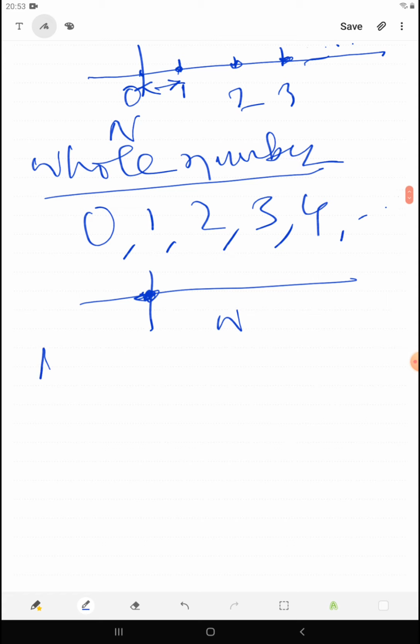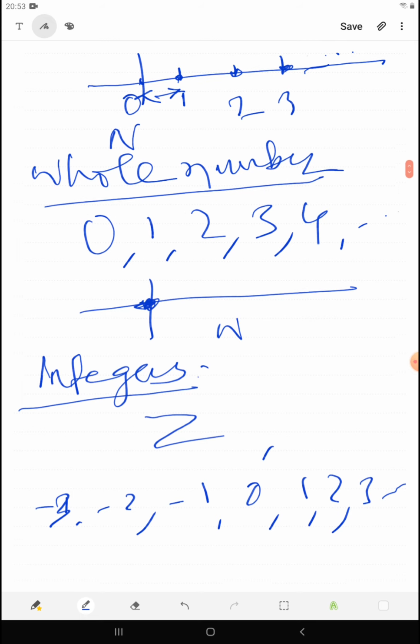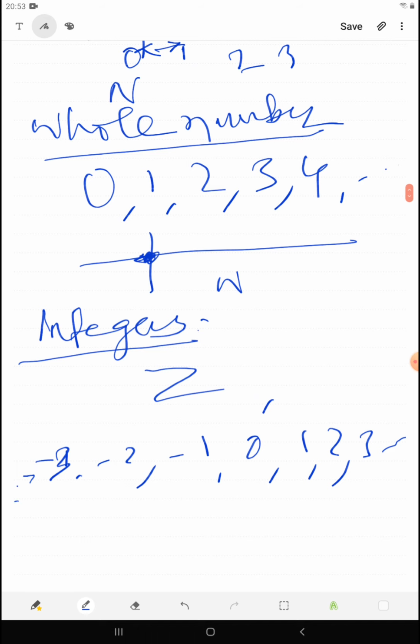After whole numbers, let's talk about integers. What are integers? Integers are represented as Z. Integers include the negative side also: minus 3, minus 2, minus 1, 0, 1, 2, 3. So from the positive side it goes up to infinity, and on the negative side it also goes up to infinity. So minus infinity to plus infinity. You can see, it is represented as Z.